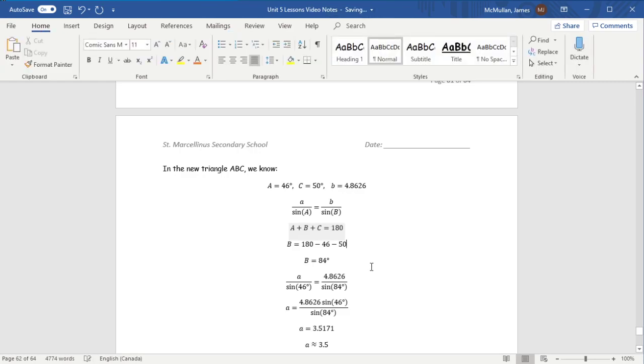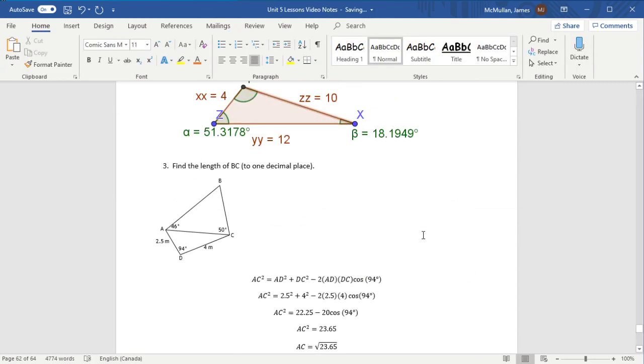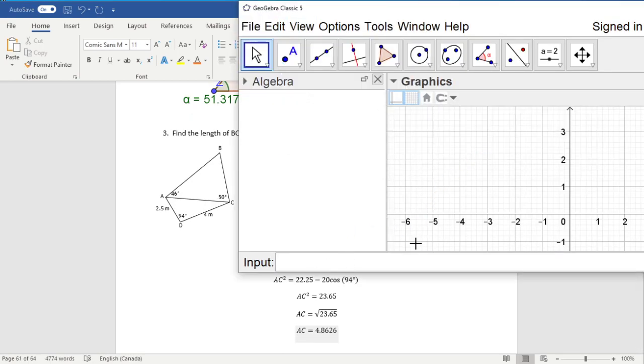Okay, so 3.5 would be approximately what we know. Again, quick check of this one, so let's draw it. This one's a little bit more challenging to draw. Let's start with the point A at 0, 0. Okay, and then I'm going to make a dummy point B at 1, 0.